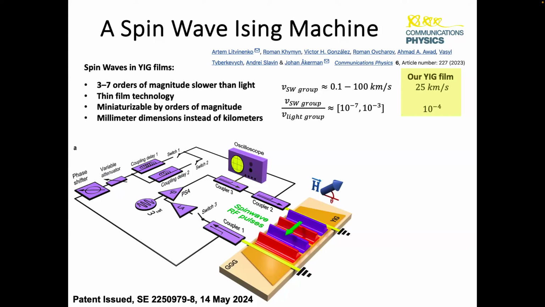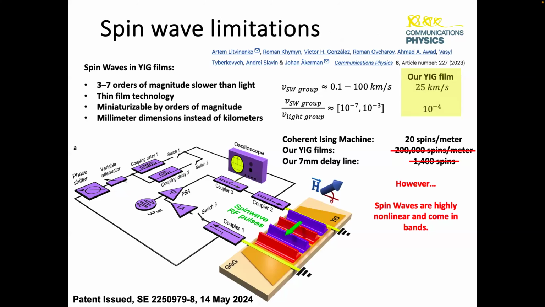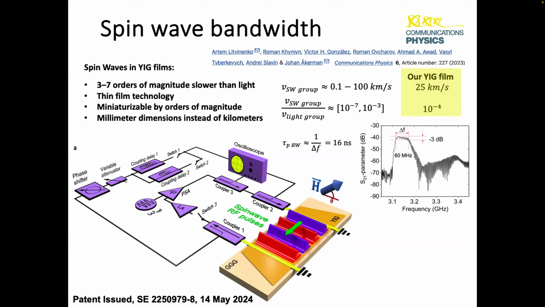But this is what I will show because it's the first attempt ever, and we got some results out of it. If we translate directly from the coherent Ising machine, they have 20 spins per meter, and we should have then 10 to the 4 more per meter. So we should have some 1,400 spins fit into this. But we're not even close because we're not using photons. Spin waves are highly nonlinear, and they come in particular bands. These bands depend on magnetic field, and it's a whole research topic on its own from the Second World War. Radar technology uses these YIG materials for all kinds of devices.